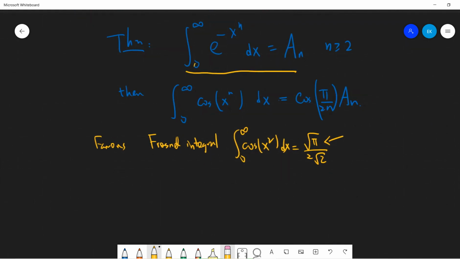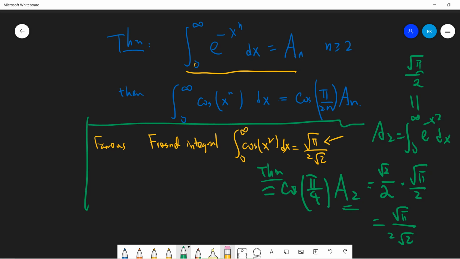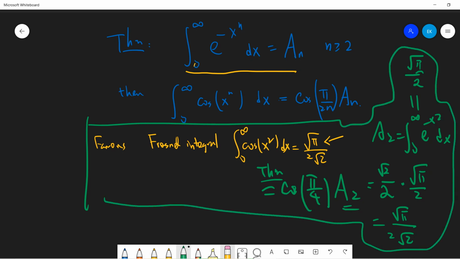But now we can use this theorem, right? So the theorem tells you that this is cosine pi divided by 4 times a_2, right? a_2, which is the integral from 0 to infinity of exponential negative x squared dx. So this is square root of 2 divided by 2 times a half square root of pi, which gives the square root of pi divided by 2 times the square root of 2, right? So, yeah, a simple calculation, you get the same answer, right? So the Fresnel integral is just a special example of this theorem. Okay, so this video is just to prove this theorem.